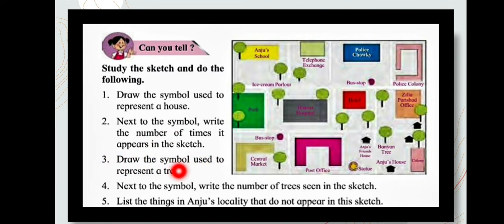Draw the symbol used to represent a tree. Now you have to draw a symbol to represent a tree, a small tree. Can you see here, a small tree? Yes. Next to the symbol, write the number of trees seen in the sketch. Now you have to count the number of trees. How many trees do you see in this sketch? List the things in Anju's locality that do not appear in this sketch.